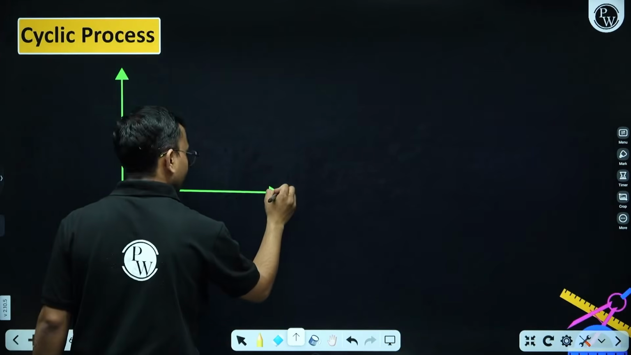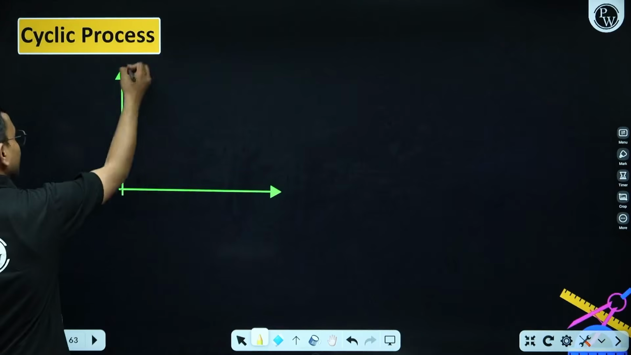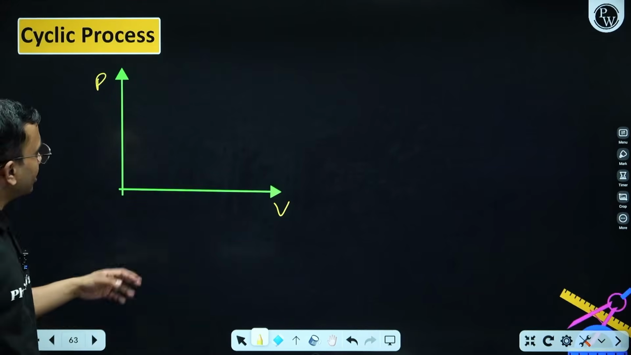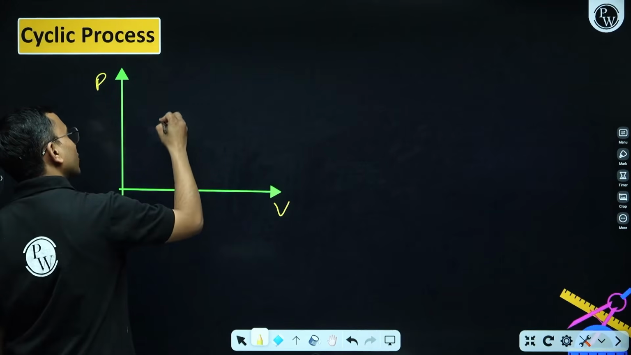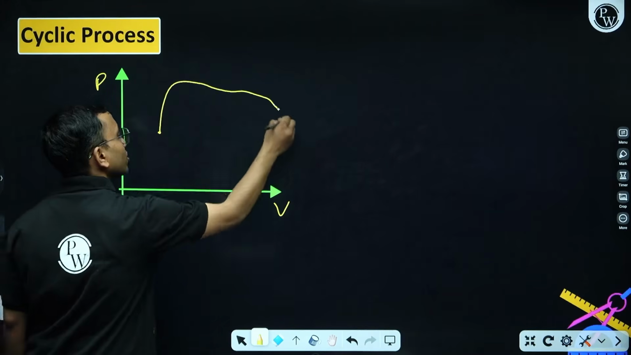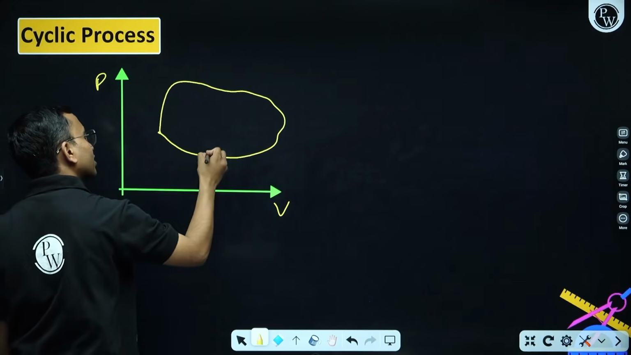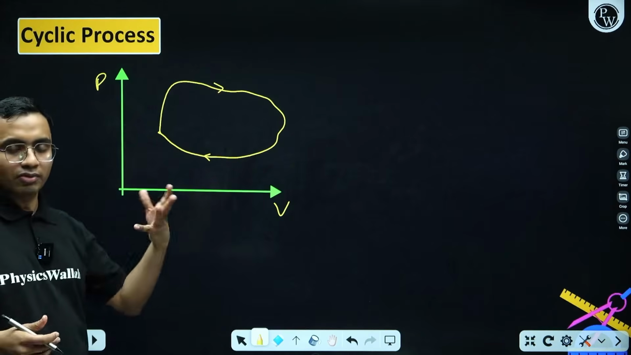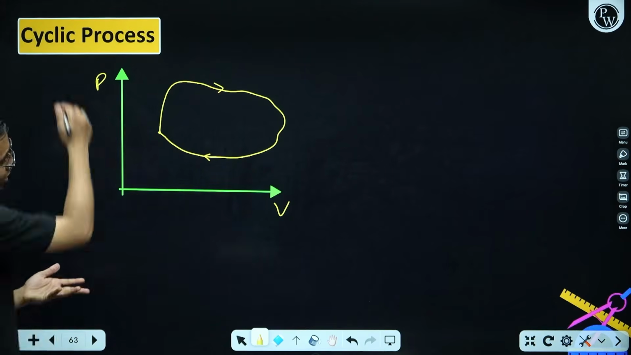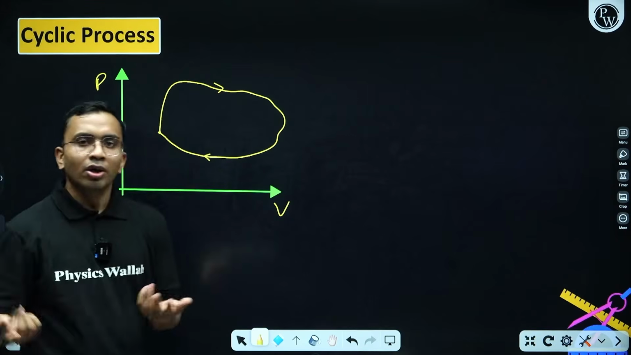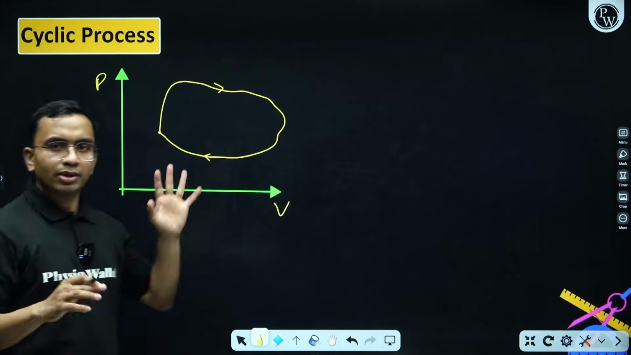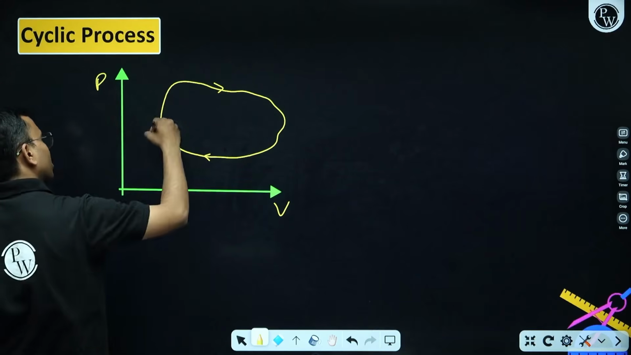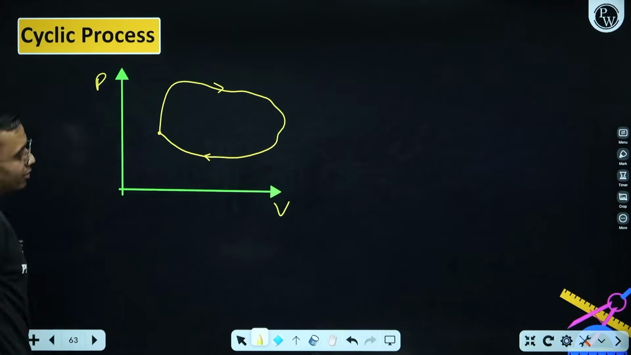So let us take this cyclic process, P versus V. A cyclic process means you start from one state, the process will go somewhat and it will come back to the same state. Doesn't matter what type of process it is, that will be given in the question. It may be triangular, rectangular, or an elliptical kind of path. Mainly it starts from the initial state and comes back to the same state.